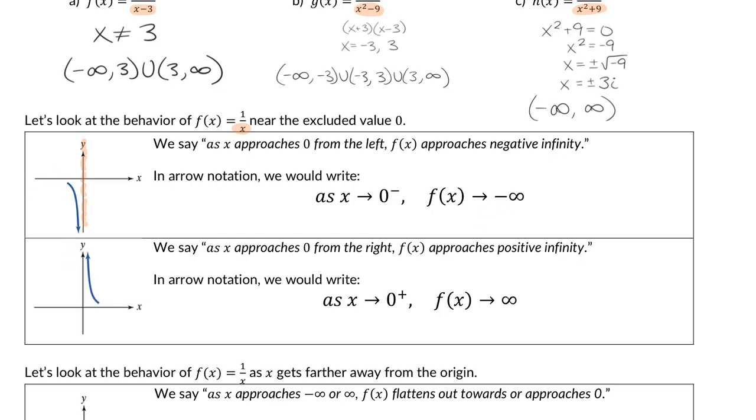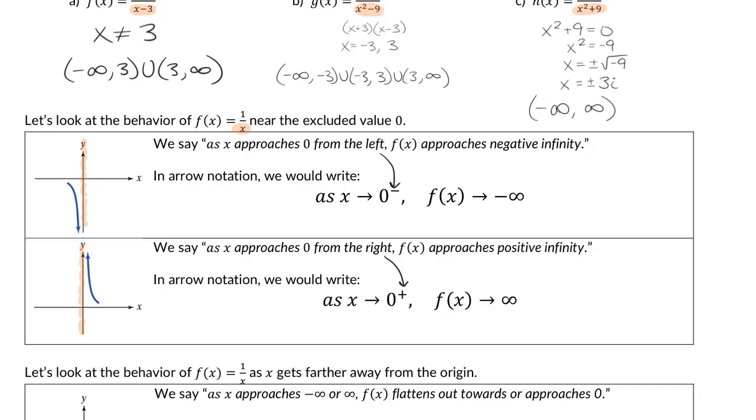But if we look at this graph, again getting closer to 0, but on the right side of 0, so this is x approaches 0 from the right, we see that the arrow is going up on the right side, so our outputs are approaching positive infinity. This notation of looking from the left and looking from the right is shown by the little plus or the little minus sign as a superscript, kind of like an exponent, on the arrow notation.